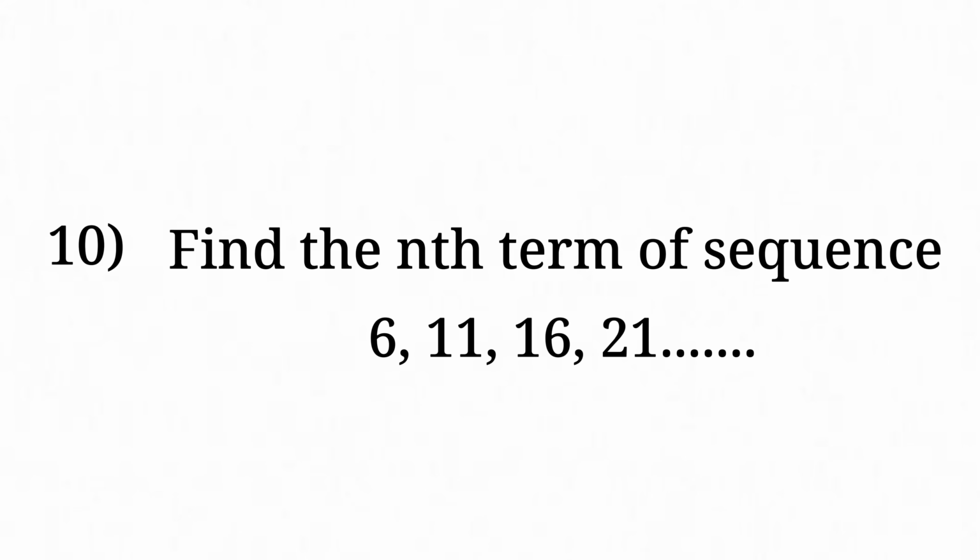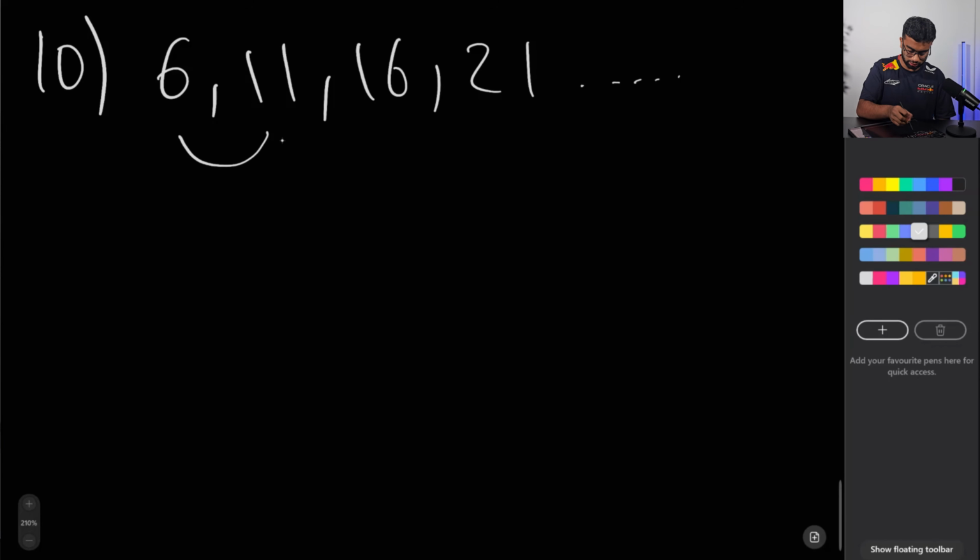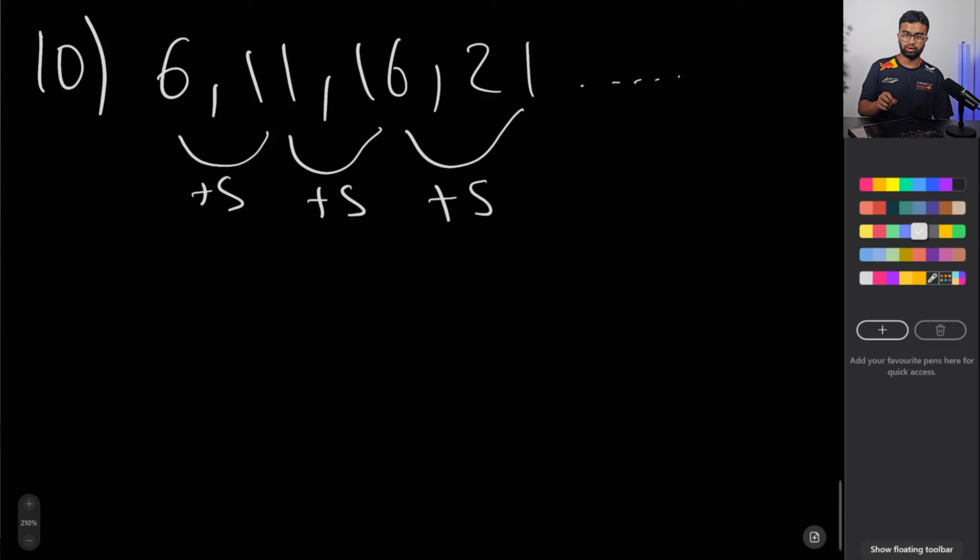Question 10 asks us to find the nth term of the sequence 6, 11, 16, 21, and then there's more numbers after that. The way we do this is we look at the difference from one term to the next, and this is a linear sequence. So we can see that each term is going up by 5. We're increasing by 5. So we know that the number that comes before n will be 5, because every time it increases by 5.